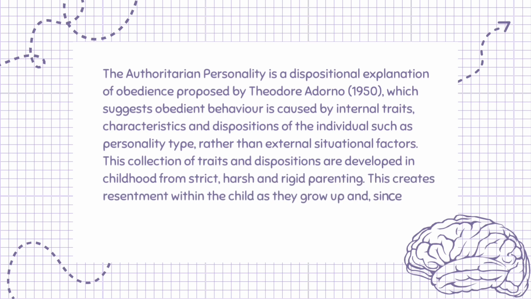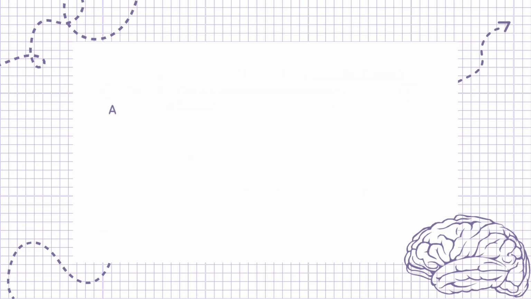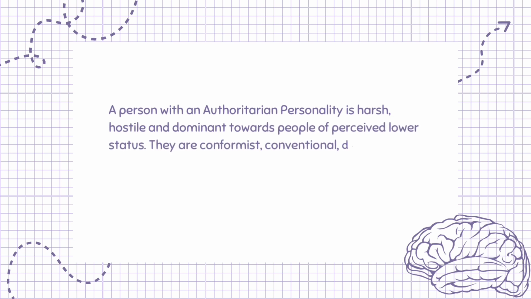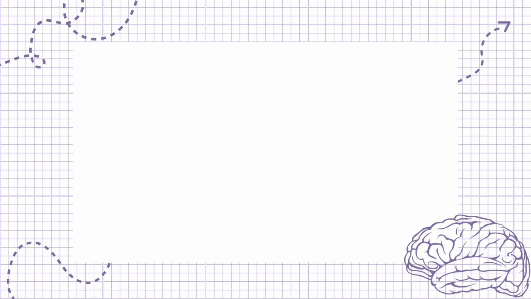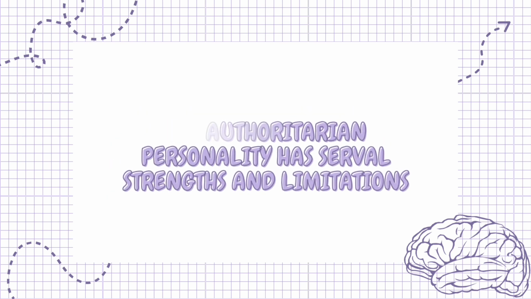This creates resentment within the child as they grow up and, since they cannot express it at the time, their feelings are displaced onto others who are seen as weak or inferior. A person with an authoritarian personality is harsh, hostile, and dominant towards people of perceived lower status. They are conformist, conventional, dogmatic, and respectful towards people of perceived authority, or obedient and servile towards people of perceived higher status. The authoritarian personality has several strengths and limitations.